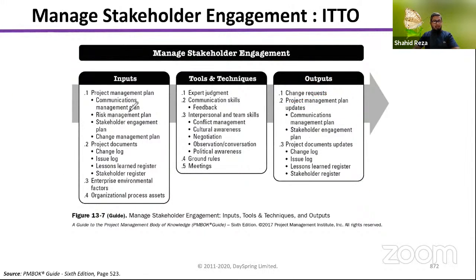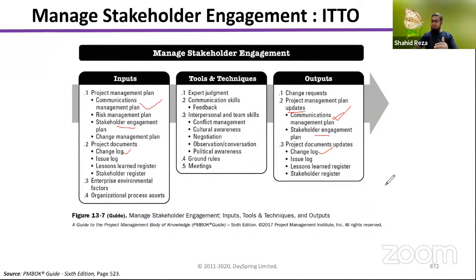And generally, the input we take here is the communication management plan. After this process, if there is any update required, then we can do this. So that's why project management plan updates, right? And the stakeholder engagement plan, if we need to update it, will be updated here. And the change log. If there is any change, that change will be taken as input that we need to update.